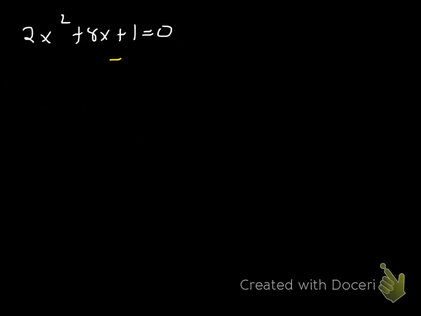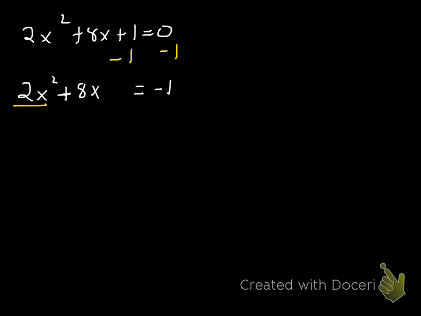Alright, so let's do an example. We have 2x squared plus 8x plus 1 equals 0. So what we'll go ahead and do is we'll move c over to the other side of the equation. The c in this case is 1. And we'll subtract 1 from both sides of the equation.